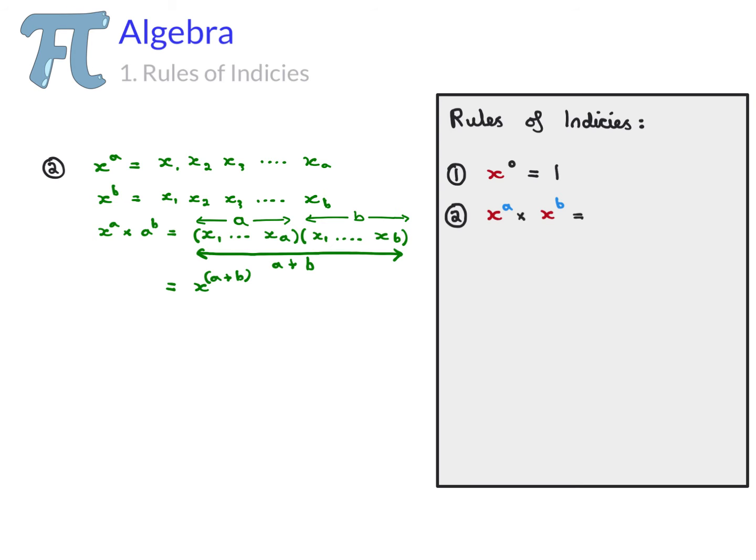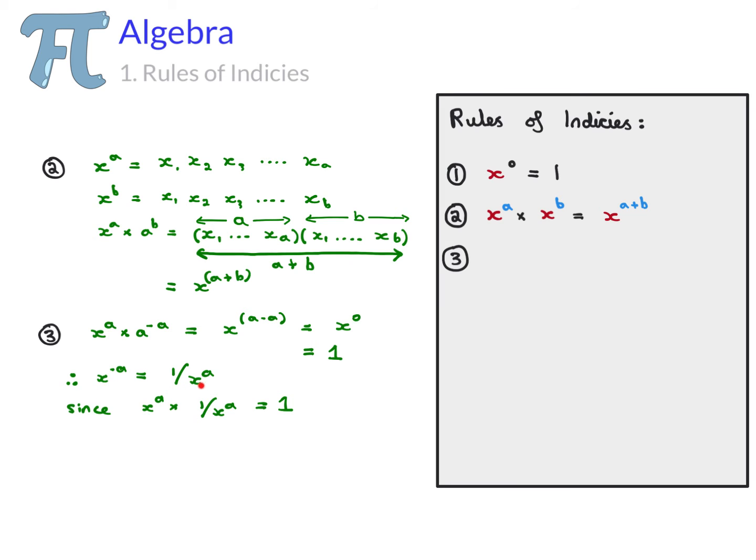Therefore, x to the power of a times x to the power of b equals x to the power of a plus b. Notice that if we multiplied x to the power of a times x to the power of minus a, we will get x to the power of 0, which by this rule is 1. This means that x to the power of minus a must be the same as 1 over x to the a. So when it is multiplied by x to the a, it equals 1.